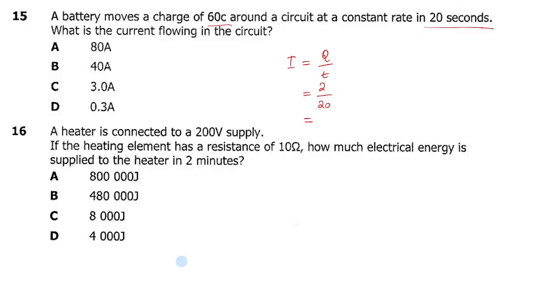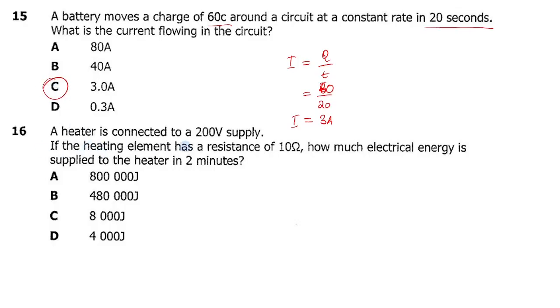Current is equal to charge over time. Oh, sorry, this is 60. Where did I get the 2 then? 60. So 20 into 60, it will be what? 3. So this will be the current, which will be C.